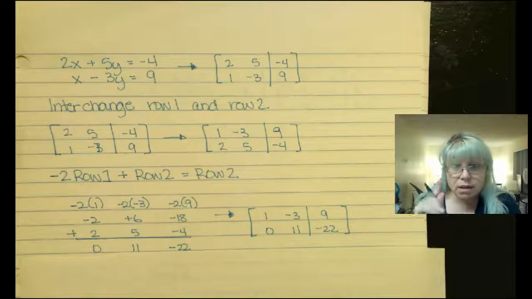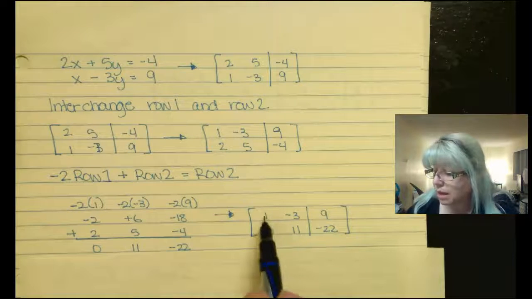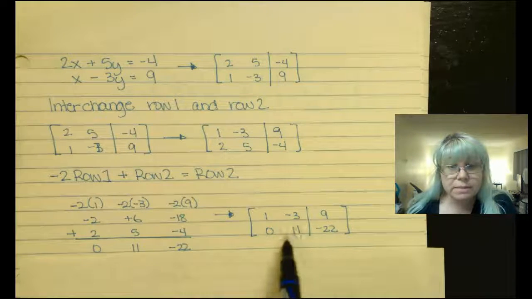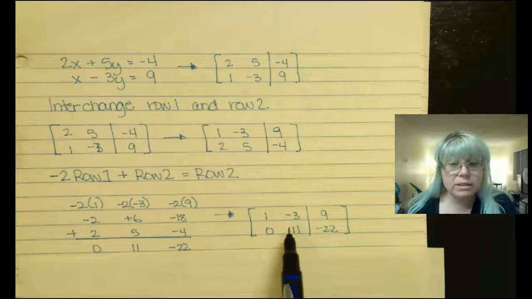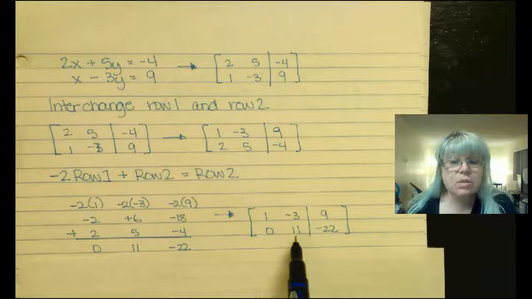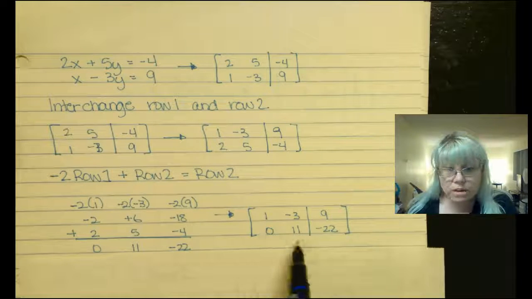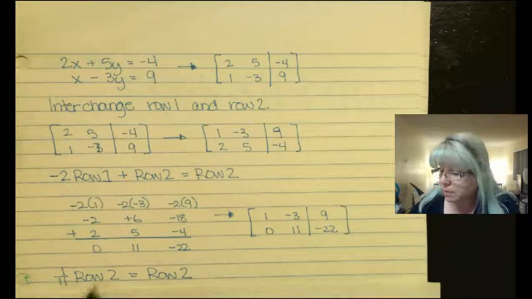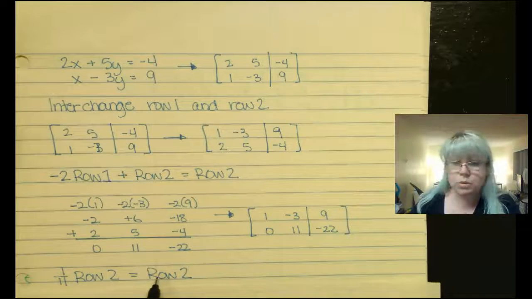I'm getting there. Almost there. I have a 1, I have a 0. I need this 11 to look like a 1. I think if I multiply it by 1/11th, well, 1/11th times 11 will give me 1. But what I do to one value, I have to do to all of them. So let's multiply 1/11th by row 2 and put it back into row 2.